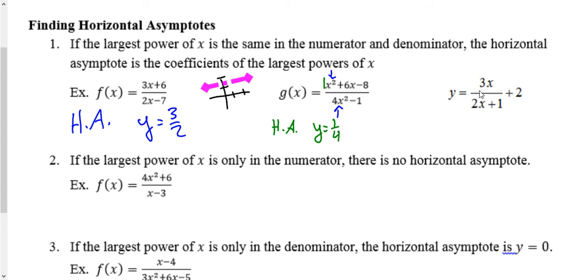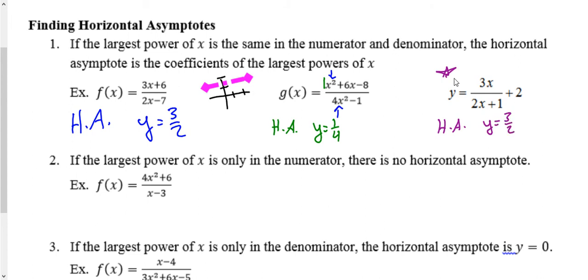On this last one, I'm going to put a star on it. It's slightly tricky because it's in a different format compared to these first two. Again, I'm looking at my numerator and denominator, looking at the variables there. Yes, there's a 3x up top, 2x on the bottom. That's what I'm going to compare. So my horizontal asymptote, again, following convention, should just be the coefficients. So it's going to be y equals 3 over 2.